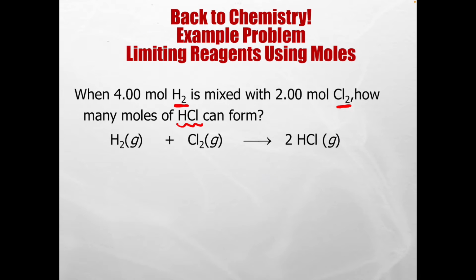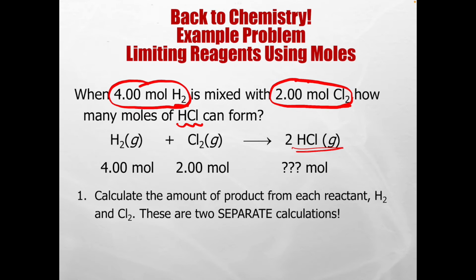Now let's go about solving this problem. It says when 4 moles of hydrogen is mixed with 2 moles of chlorine, how many moles of HCl can we form? So this is telling you, in my flask, I put 4 moles of H2, and I also put 2 moles of Cl2, and I want to know how much product I can make. The way we're going to do this is calculate the amount of product from each reactant. These are going to be 2 separate calculations. You are going to do 2 train tracks for this problem. If I start with hydrogen, how much hydrochloric acid can I make? Or if I start with chlorine, how much hydrochloric acid can I make?